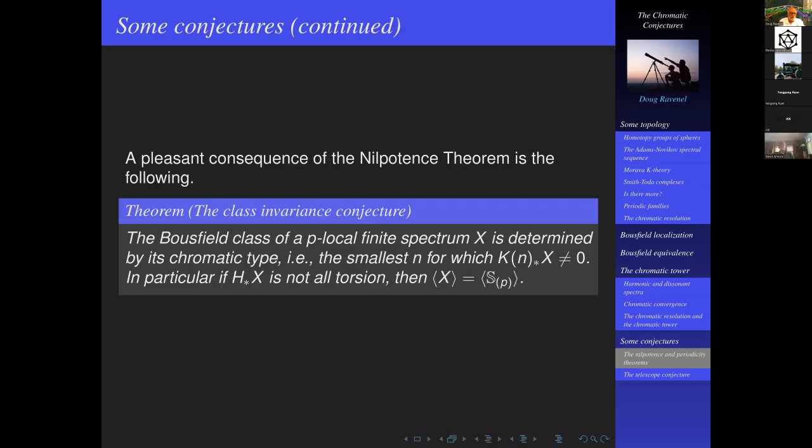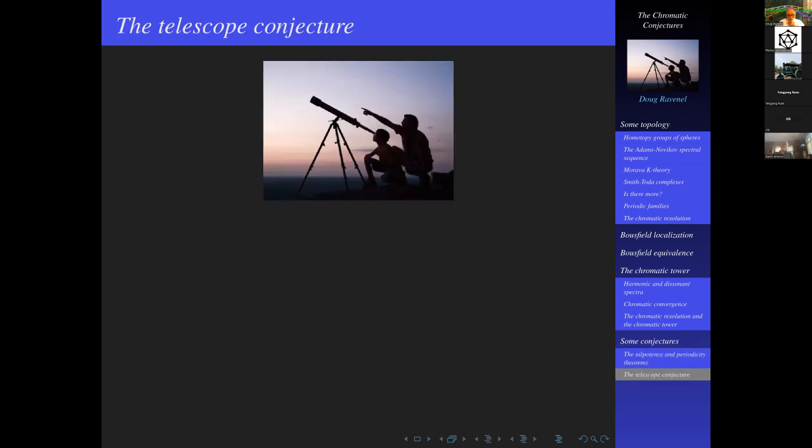In particular, it means that if you have a finite spectrum whose homology is not all torsion, then its Bousfield class is that of the sphere. Now, I'm going to talk about the telescope conjecture. This is the one conjecture that was not proved by Hopkins within a few years.